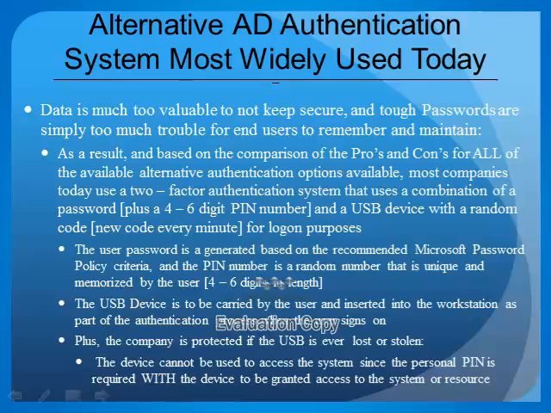The user password is generated based on the recommended Microsoft password policy criteria, and the PIN number is a random number that is unique and memorized by the user, usually 4 to 6 digits in length. The USB device is to be carried by the user and then inserted into the workstation as part of the authentication process when the user signs on. Plus, the company is protected if the USB is ever lost or stolen because it cannot be used to access the system since the personal PIN is required with the device to be granted access to the system or resource.